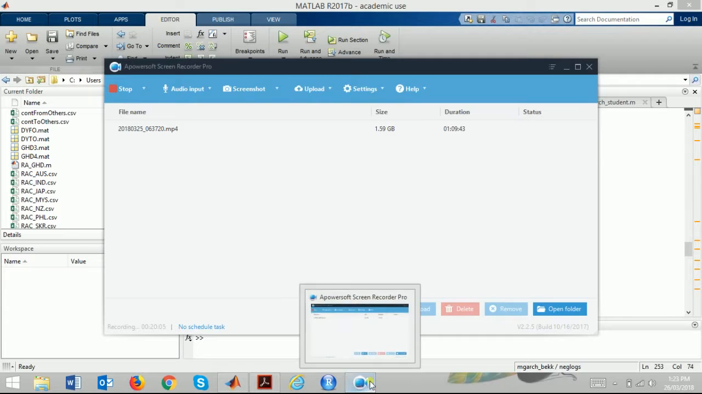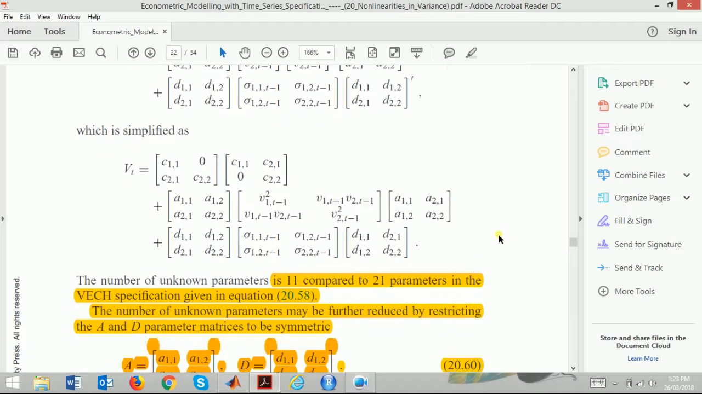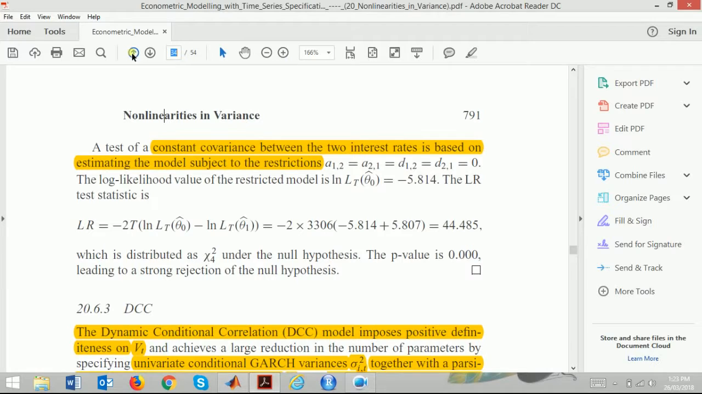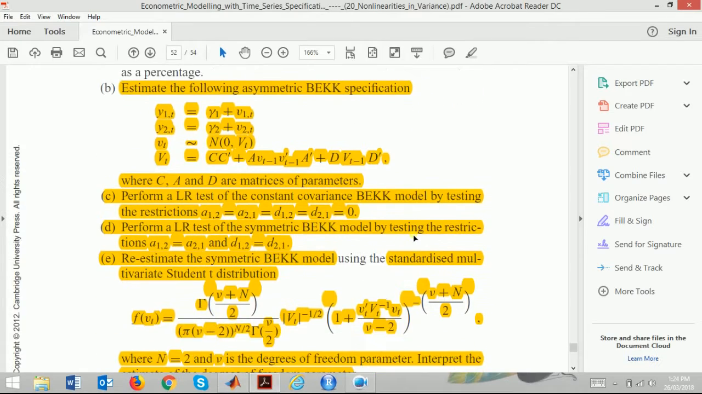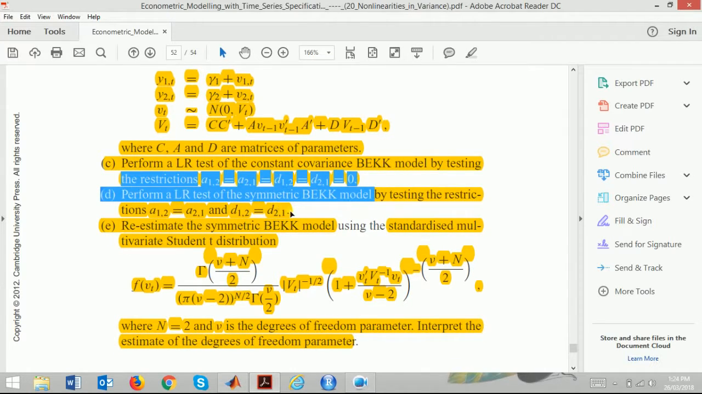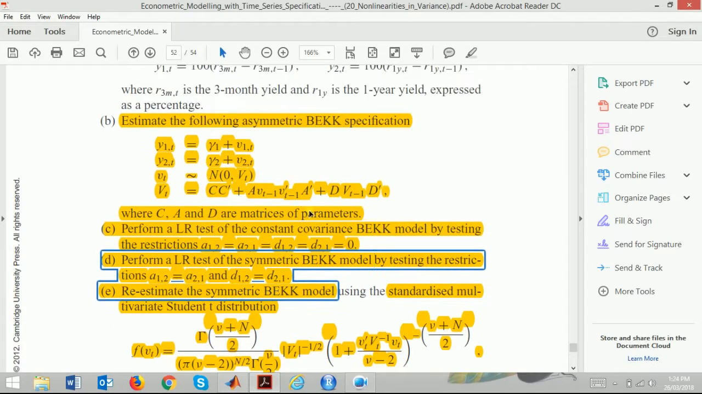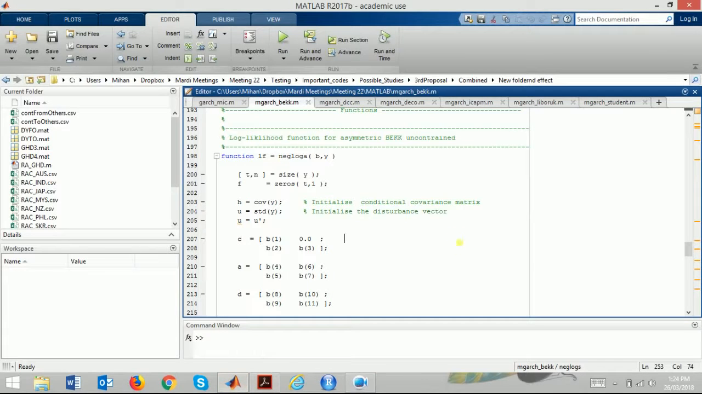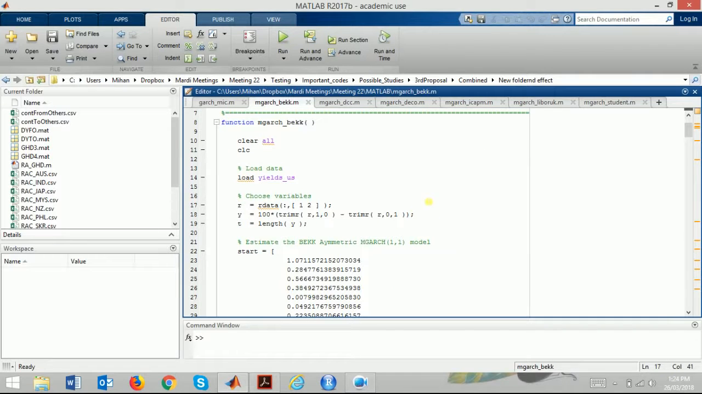So we have our 3 functions, and that was expected, because let's see, in our problem, let's go back to page 51. What do we have here? The question suggests you find a symmetric model with restrictions, like constant covariance and without constant covariance. So we actually have 3 functions. Now let's run the functions.